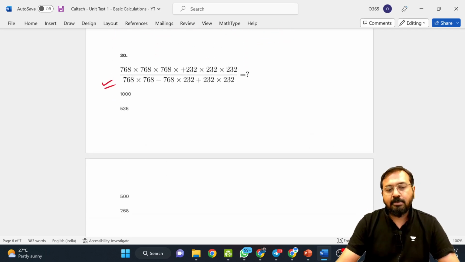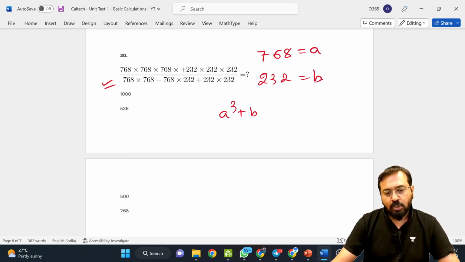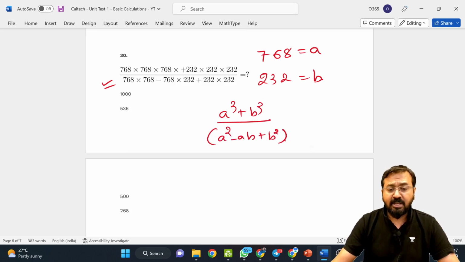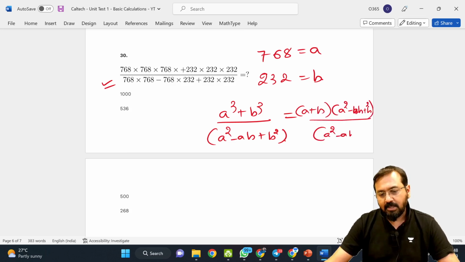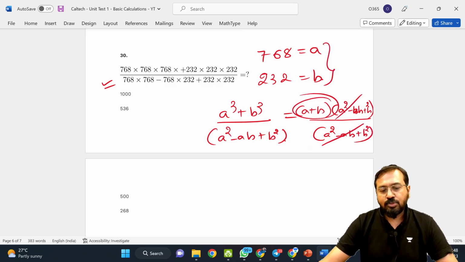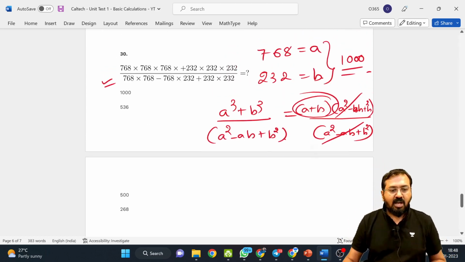This can be solved by an algebraic identity. So let's assume that 768 is equal to A and 232 is equal to B. So this is like A cube plus B cube divided by A square minus AB plus B square. Do you remember algebraic identities, guys? So this will be A plus B in the bracket, A square minus AB plus B square, divided by A square minus AB plus B square. So definitely this part will get cancelled off and your final answer will be equal to the sum of these two numbers, which is 1000. So yes, this is how you should have answered all these questions.